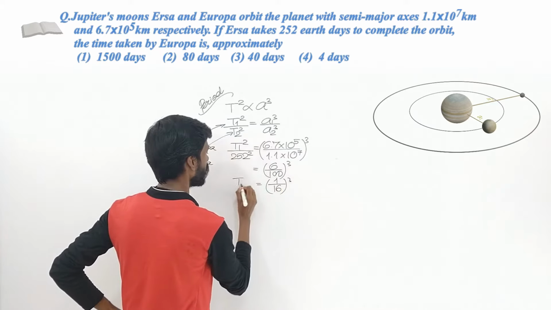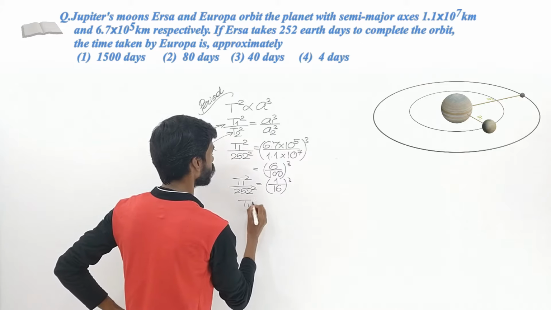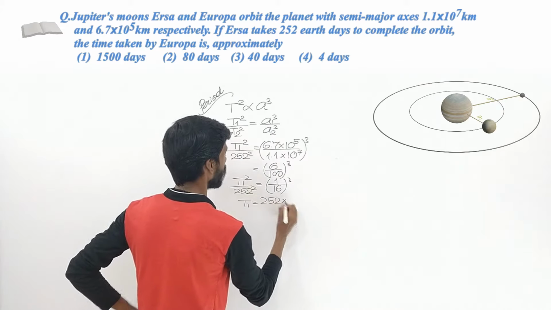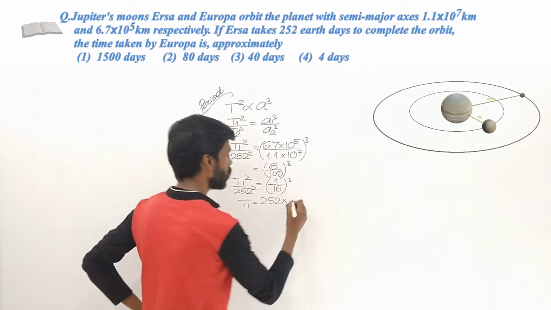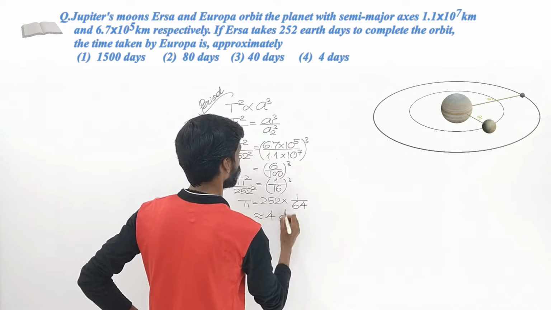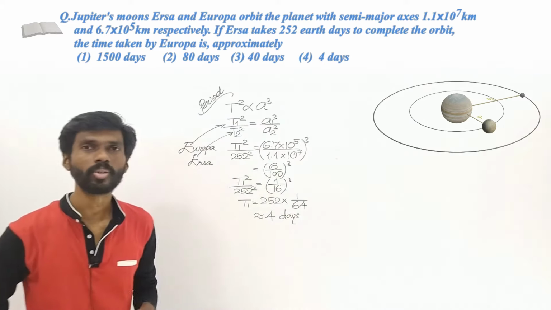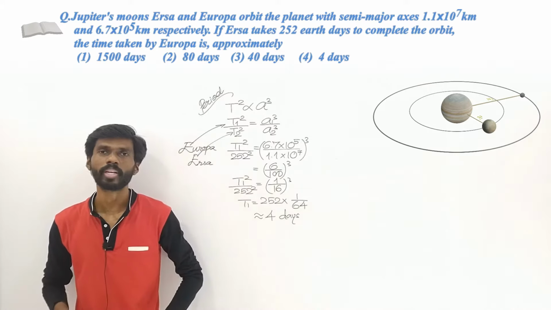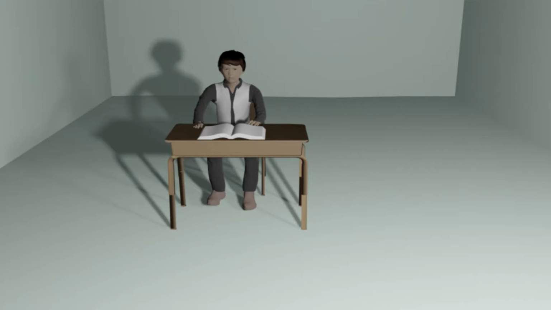So this is the value of T1 squared divided by 252 squared. So if you take the square root, T1 equals 252 multiplied by the square root of 16, which is 4 cube, that is 64. So 1 by 64. So this value is approximately 4. So 4 days. So this is the number of days the moon Europa takes to complete one orbit around the planet Jupiter. Whereas our moon takes about 28 days to complete the orbit around the planet Earth.